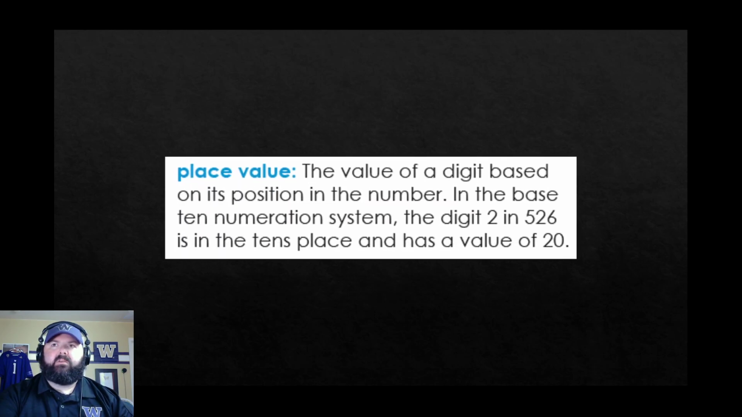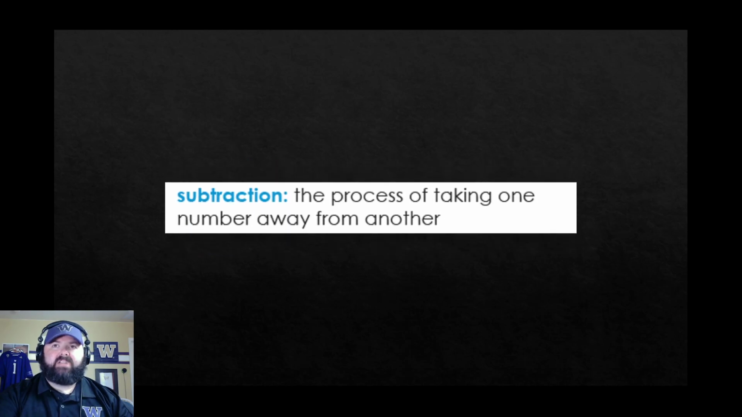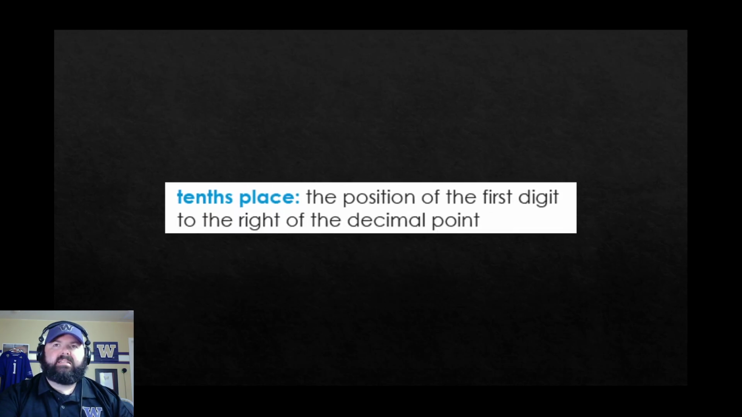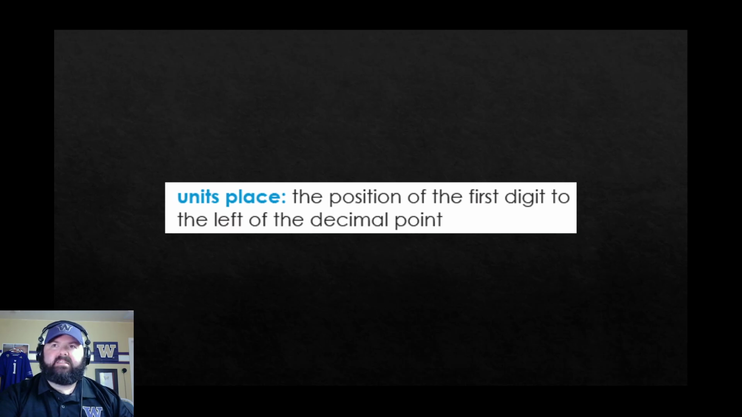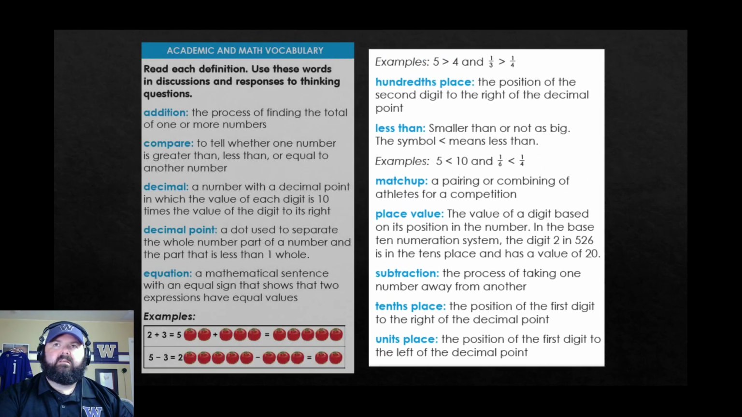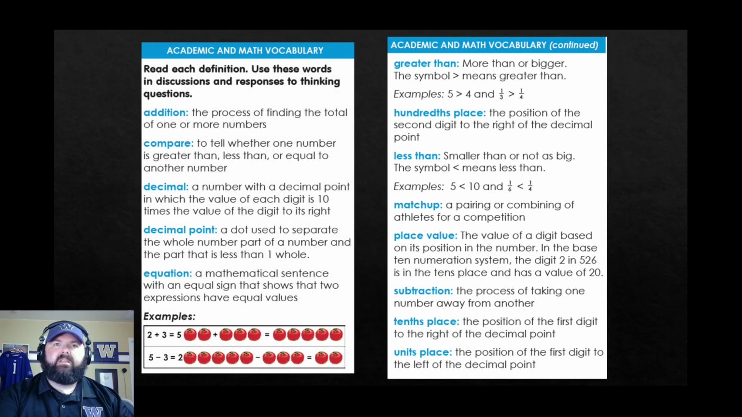Place value is the value of a digit based on its position in the number. In the base 10 numeration system, the digit 2 in 526 is in the tens place and has a value of 20. Subtraction is the process of taking one number away from another. Tens place is the position of the first digit to the right of the decimal point. Units place is the position of the first digit to the left of the decimal point. And again, that is all of the vocabulary that you will need to complete today's task.